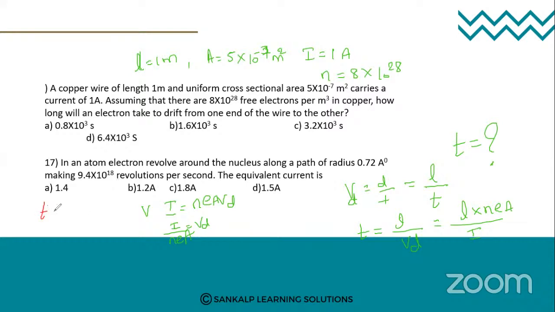Yes. So time is equal to length, 1 meter, into 8 into 10 raised to 28, into the charge of electron, 1.6 into 10 raised to minus 19, into area, 5 into 10 raised to minus 7, upon the current value. So what is the value of the current? The current value is 1 ampere. So simplify the answer and check what you will get.